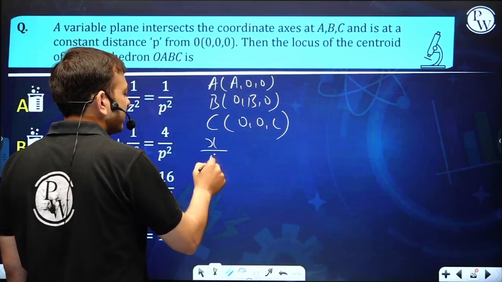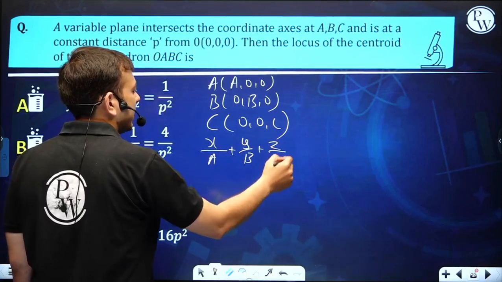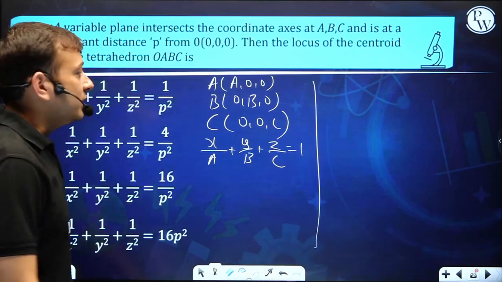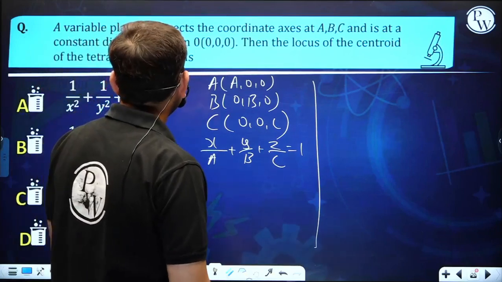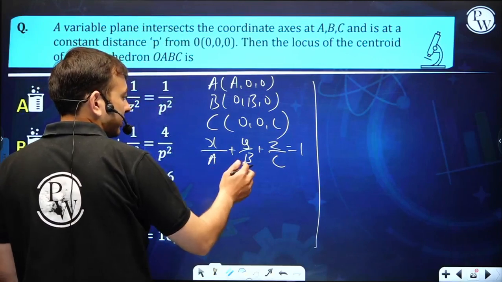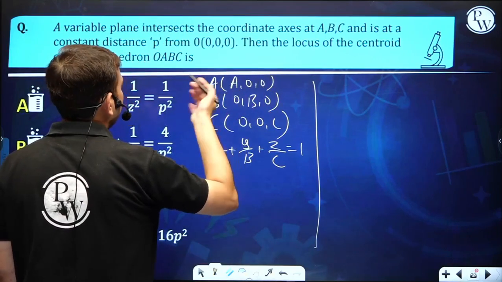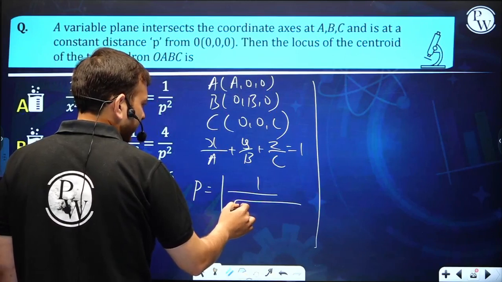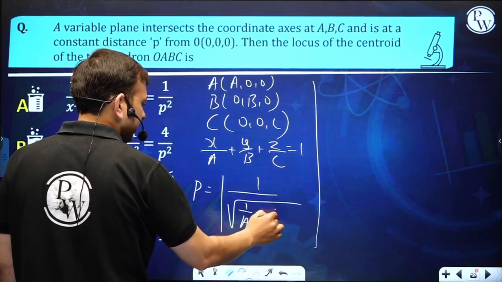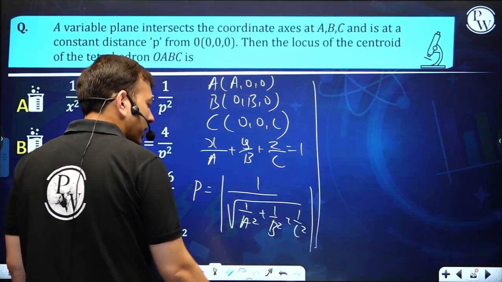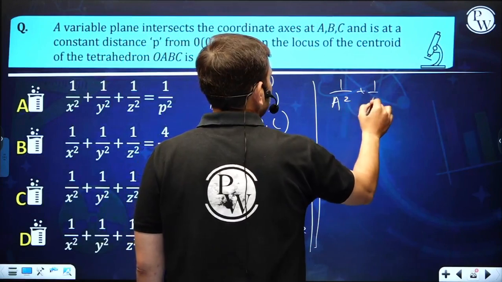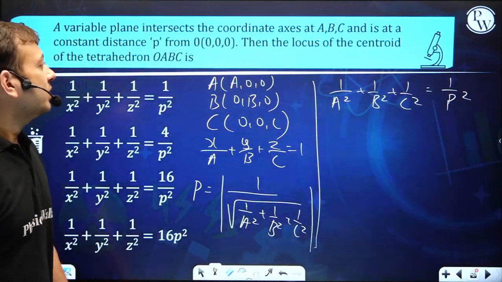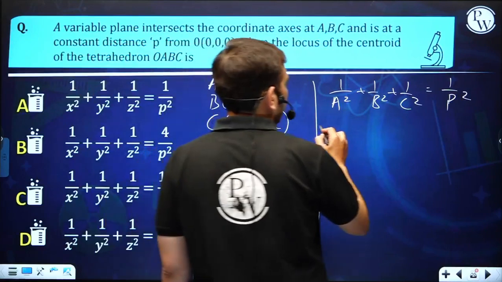So the equation of the plane will be x/a + y/b + z/c = 1. Now, this plane is at a distance of p from the origin. So p is given by 1 divided by root of (1/a² + 1/b² + 1/c²). So it will be 1/a² + 1/b² + 1/c² = 1/p². Okay, but I need the locus of the centroid of the tetrahedron OABC.